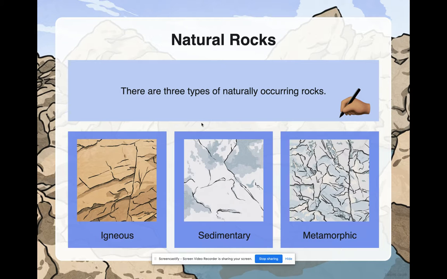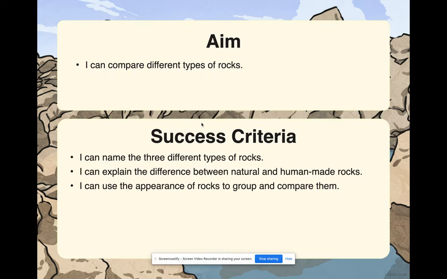So to continue our lesson on natural rocks, let's review our objective one more time. I can compare different types of rocks. But first, we need to name 3 different types of rocks. So let's focus on that today. And we're going to focus on whether we can explain the difference between natural and human-made rocks.